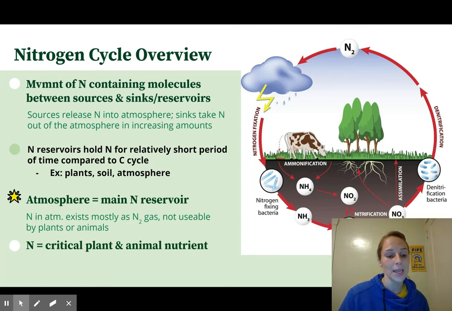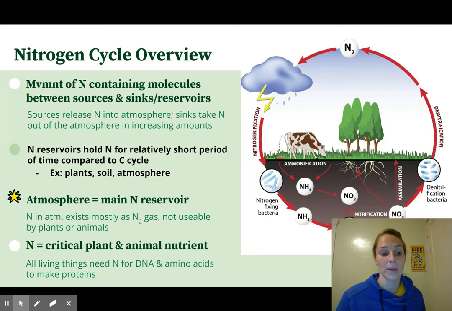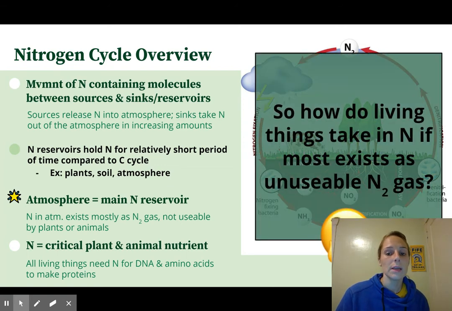However, nitrogen is a critical plant and animal nutrient. Nitrogen makes up DNA and amino acids, which make proteins, and all living things need DNA and amino acids. So this sort of leaves us with this question. If we say that nitrogen is necessary, but it's not usable as nitrogen gas, how is it that living things can take in nitrogen if it's stuck in this unusable gas?